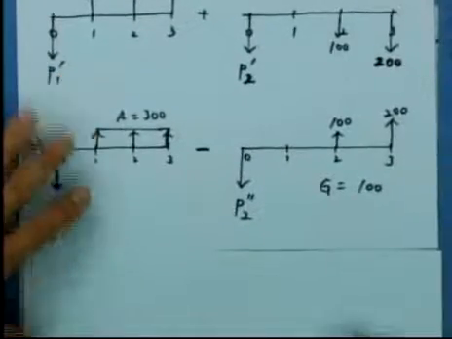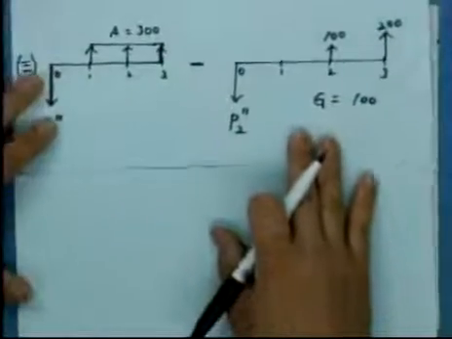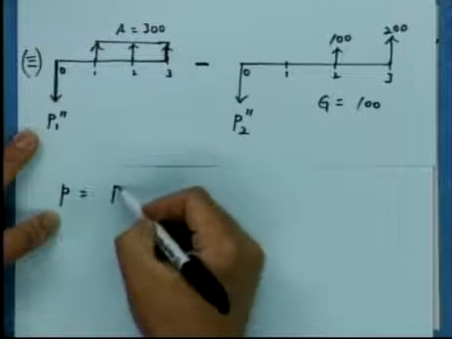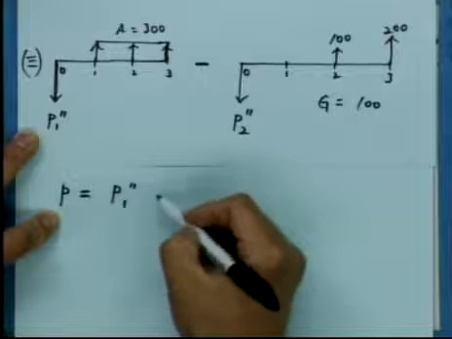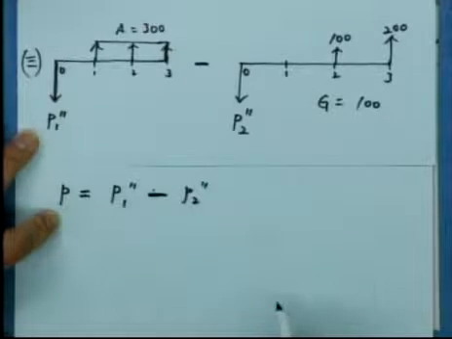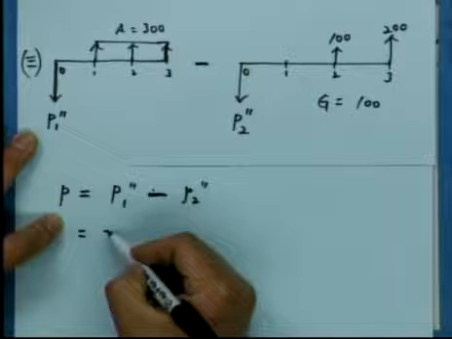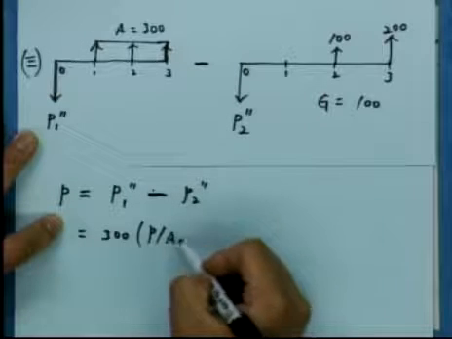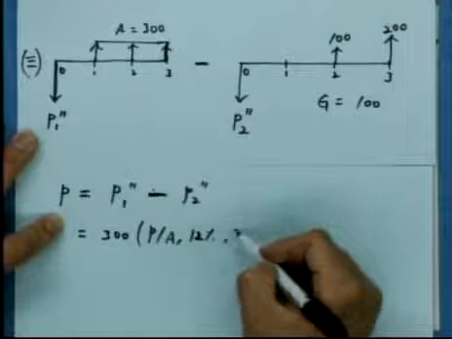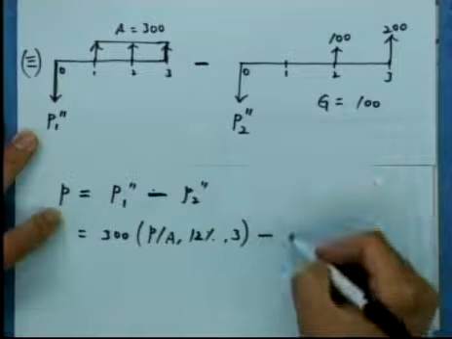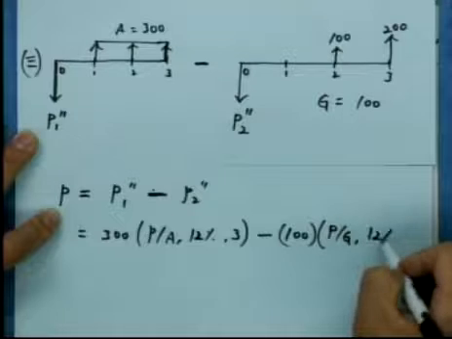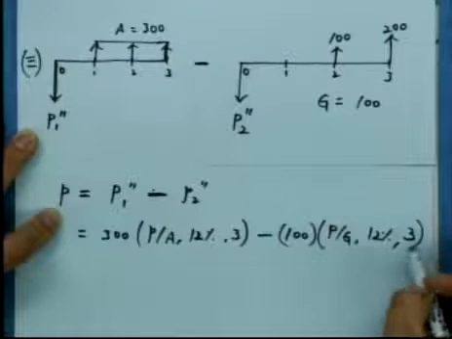And the original present value P can be obtained by the summation of P1 double prime minus P2 double prime, right? Which is 300 times P given A, 12% over only 3 periods, minus G 100 times P given G, 12% over 3 periods again. Okay.